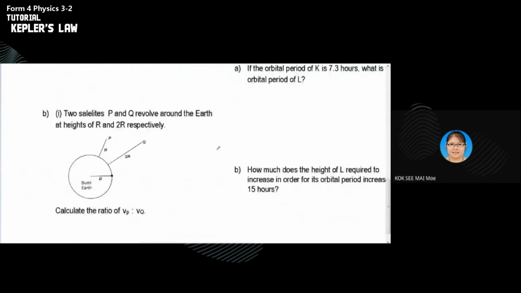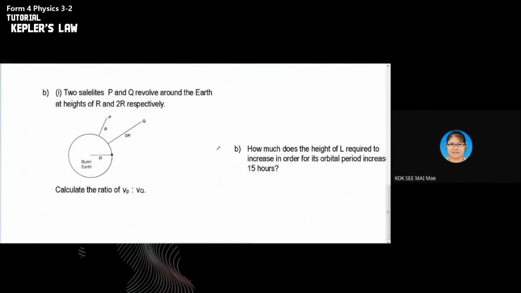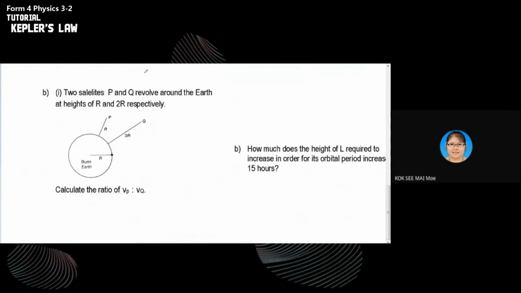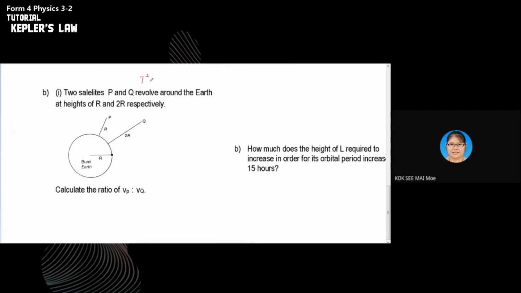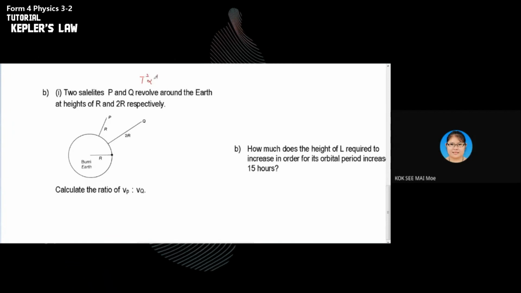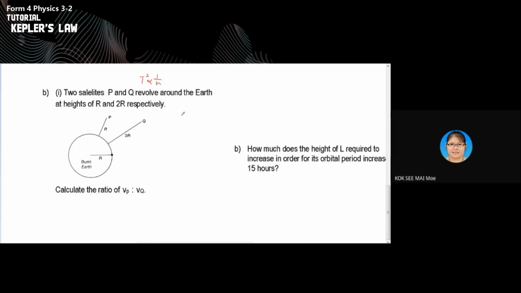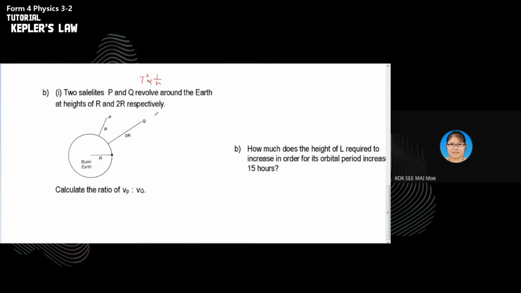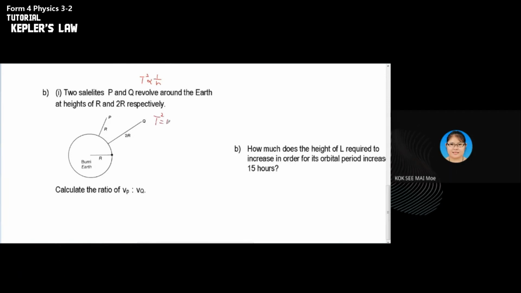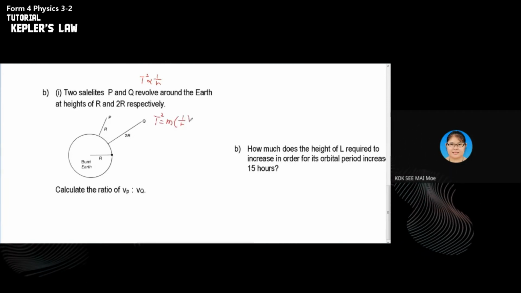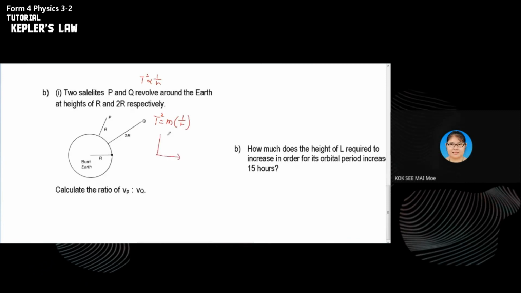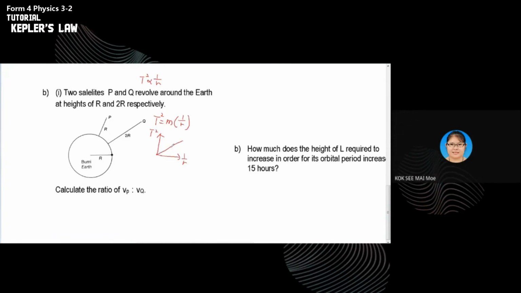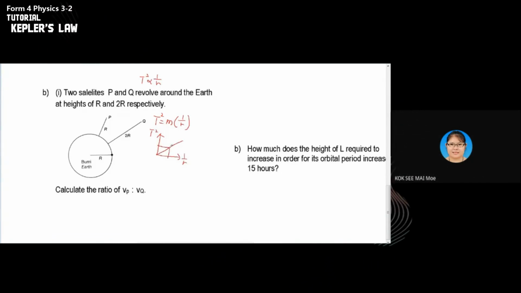Okay, so we're going to see question B. Just now, the answer we found is T square directly proportional with 1 over R. If I want to ignore the lambda, actually T square equals gradient times 1 over R. This gradient means when you plot the graph of T square versus 1 over R, you get one straight line. That means you find the point, and you find the gradient.